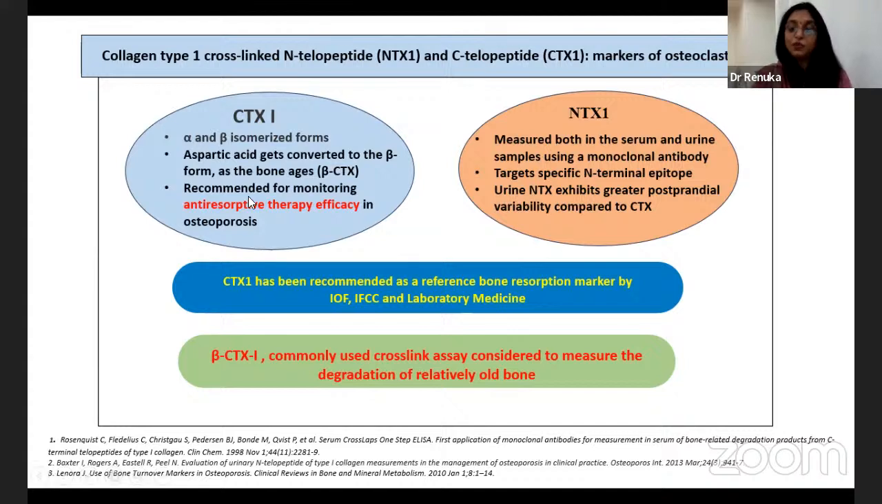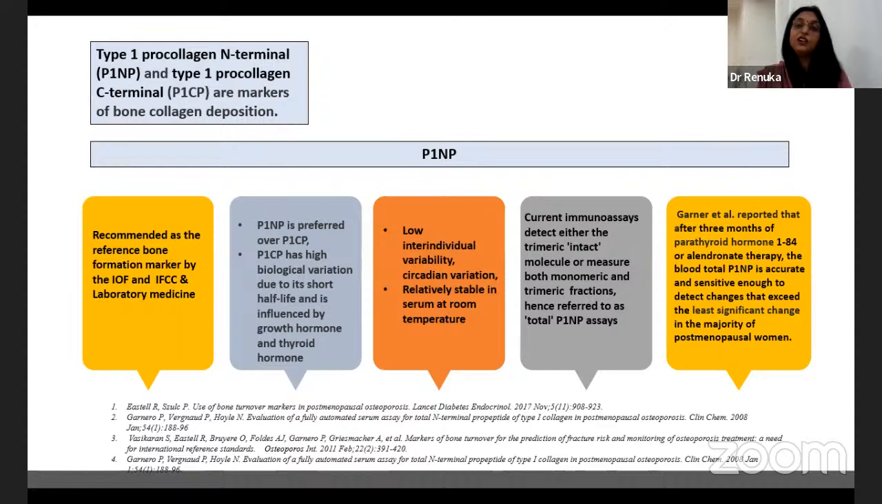So CTX1, the beta cross-laps, has been recommended as the bone resorption marker of choice by IOF as well as IFCC and lab medicine. The bone formation marker of choice is actually procollagen, which has both an N-terminal and a C-terminal. But of that, P1NP, the N-terminal one, has been recommended as the marker of choice for bone formation. This is basically because P1NP has very low inter-individual variability, less circadian variation, is relatively stable at room temperature, secreted in the plasma in time, and we can measure it by automated instruments.